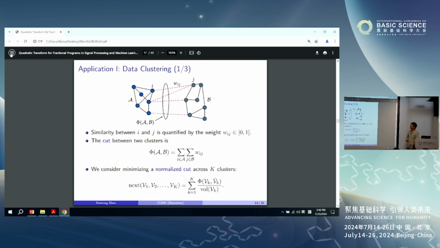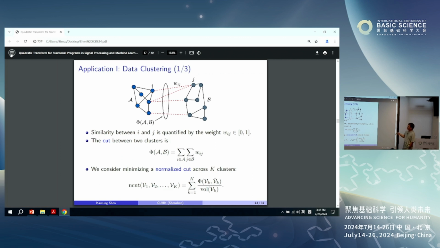Okay, so now we arrive at the first application case of the quadratic transform. So suppose we have a bunch of data points, and for any pair of data points, let's say i and j, we measure their similarity by using the weight w_ij. And the w_ij is given, and it takes on value between 0 and 1. So in particular, when w_ij equals 1, it means that i and j are identical. They're exactly the same. If w_ij equals 0, it means that i and j are completely uncorrelated. Okay, so they have nothing to do with each other.